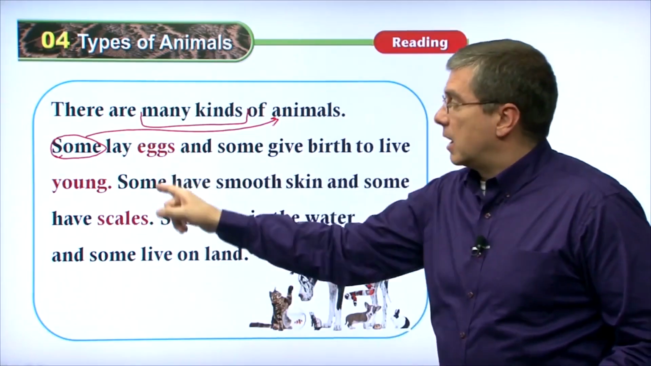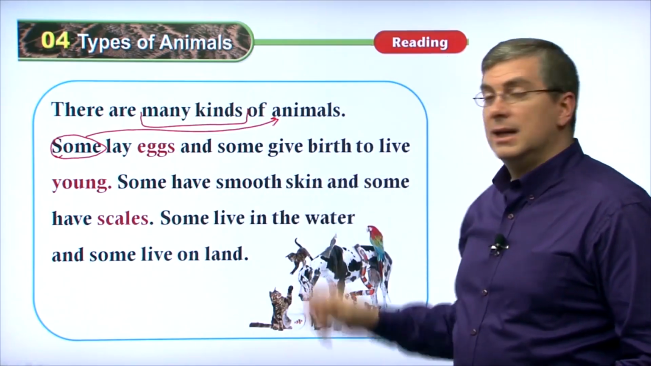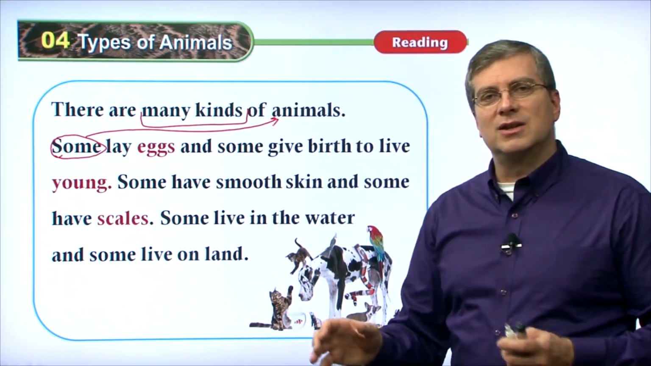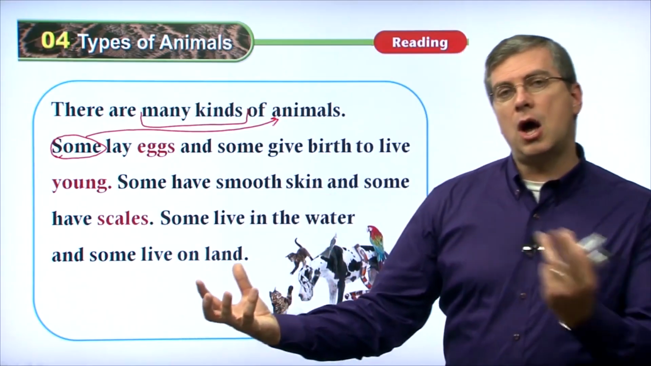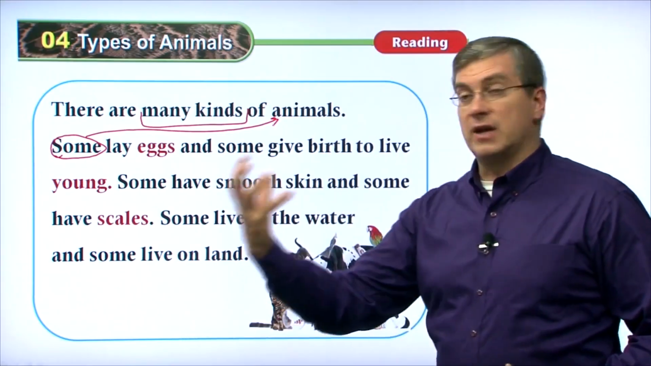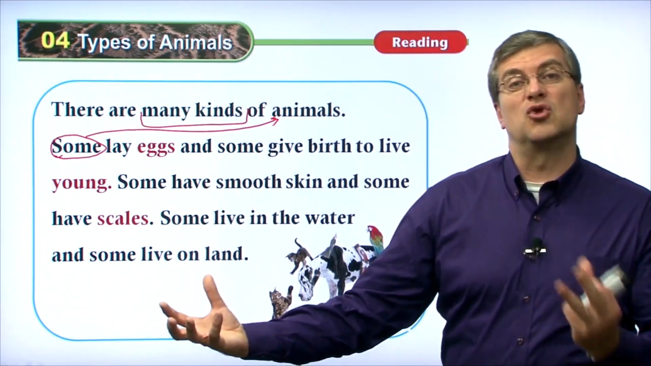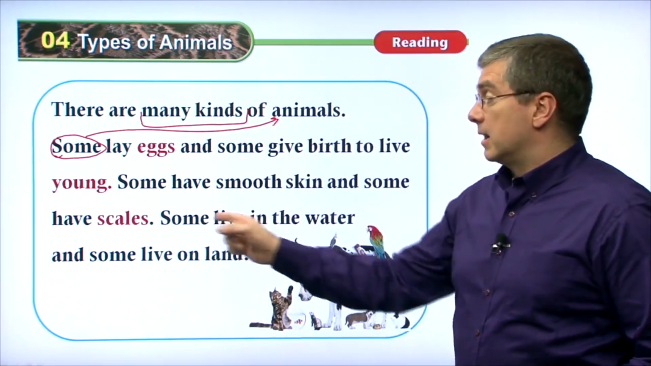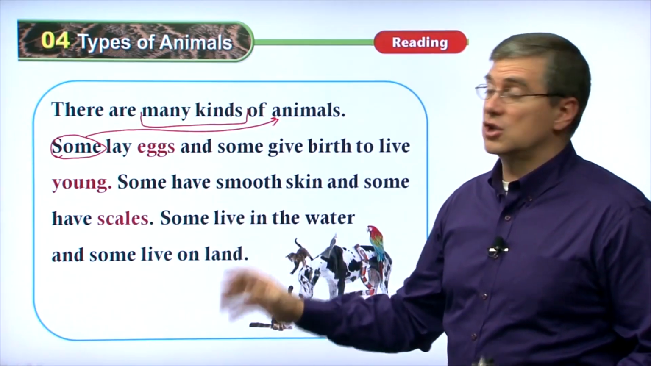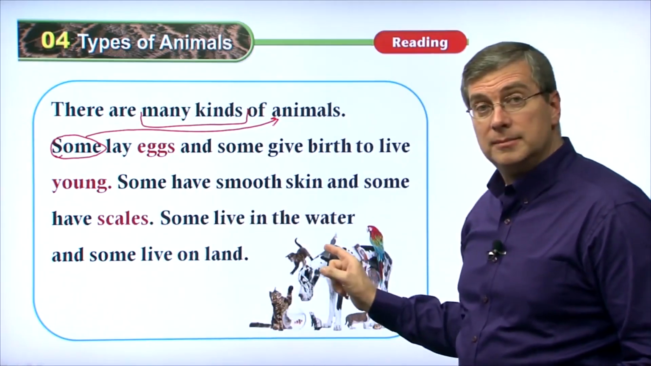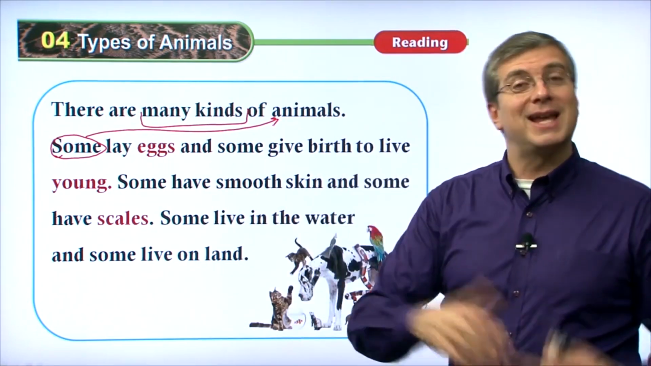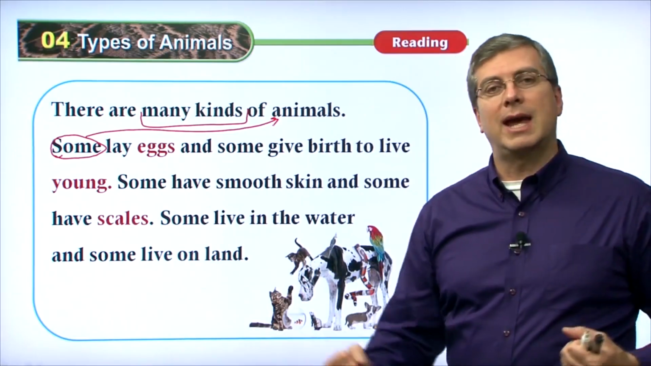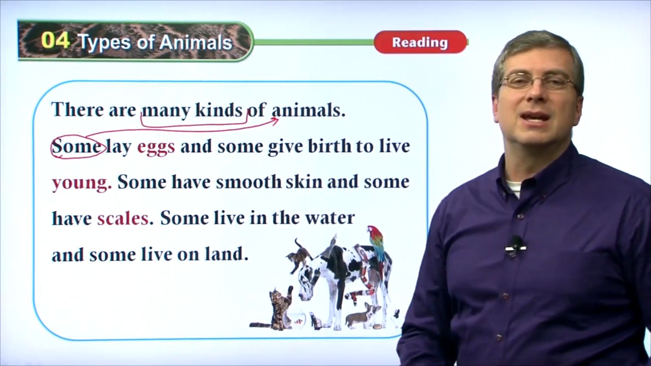Some, again, have smooth skin and some have scales. So it's interesting. These sentences are constructed showing one type and the opposite type, right? So the next one, some have smooth skin, some have dry, scaly skin or have scales on their skin. Last sentence, again, same construction. Some live in the water and some live on land. Again, opposite. Okay, so it's very easily organized.